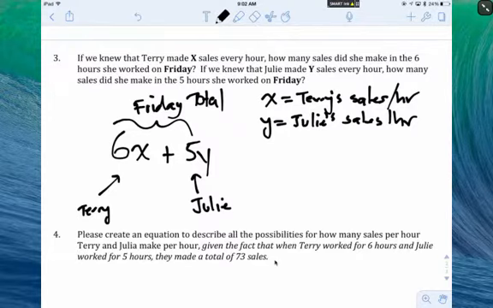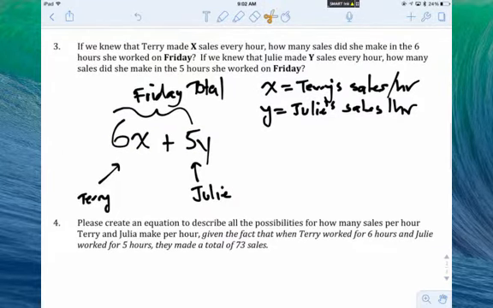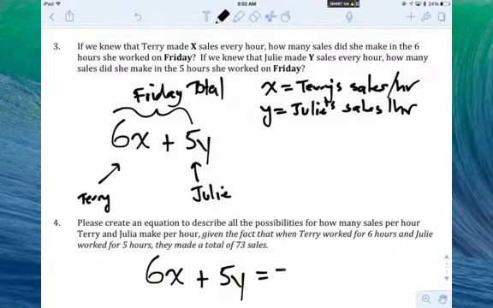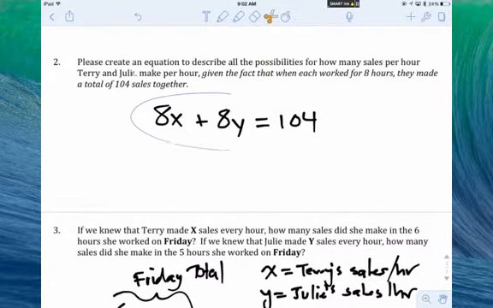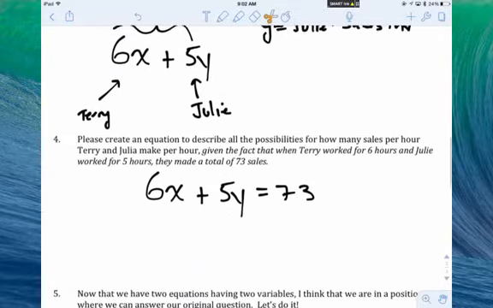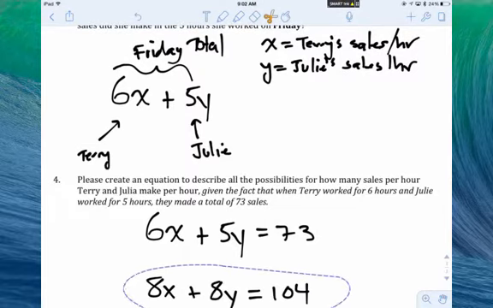Well, given the fact that we know they make 73 total sales, so here is the Friday total. We just mentioned that. This is the total number of sales that the two of them make on Friday, and we know that that needs to equal 73 total sales. So what we've done here is we've created another equation relating these two variables, X and Y, these two unknown quantities: how many sales per hour Terry makes, how many sales per hour Julie makes.